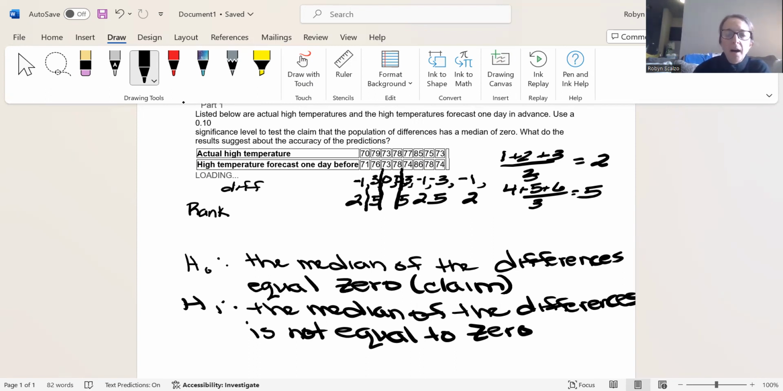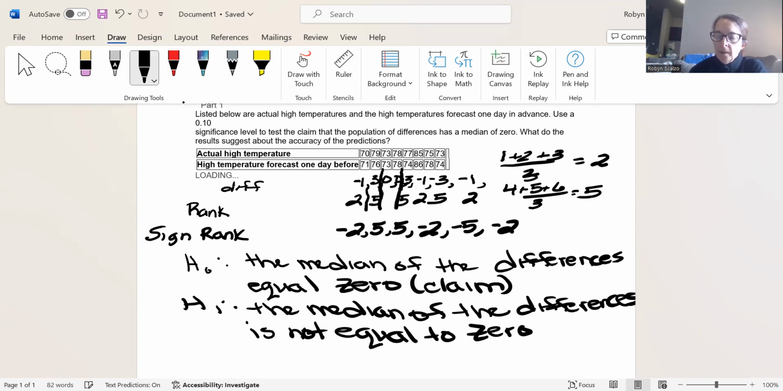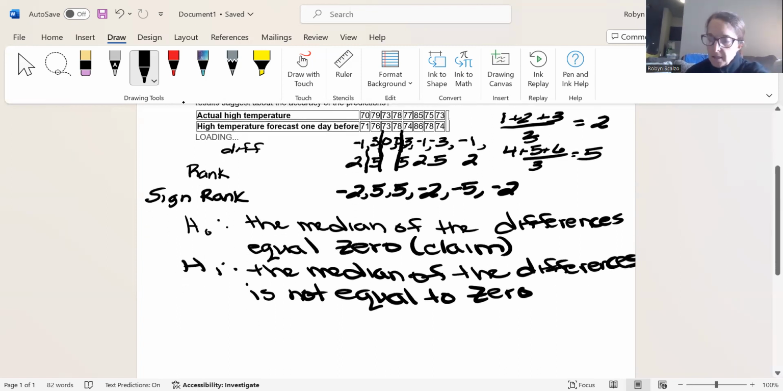Now I have to put signs on my ranks. That's part of why it's called the signed rank. Since the difference of the first value is negative, the rank becomes negative. So I have -2, +5, +5, -2, -5, and -2. Those are the signs that go along with that. This is all important because we have to find the sum of the positive ranks and the sum of the negative ranks in order to find our test statistic.